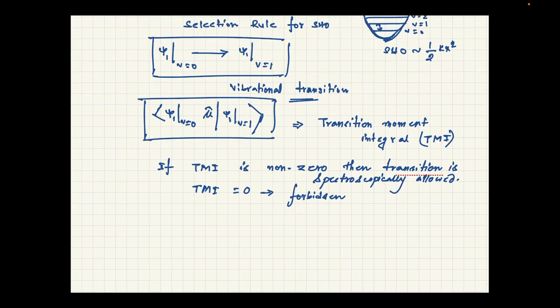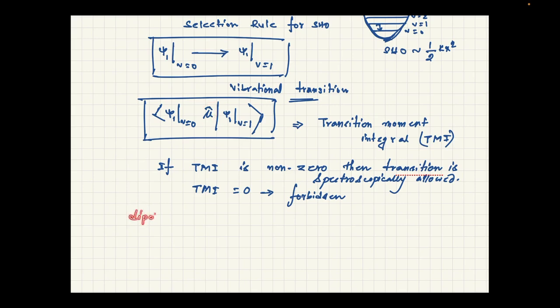Now, from the group theory perspective, what will this TMI be? I just told you, each normal mode or combination of normal modes can act as a basis for some irreducible representation. So this psi 1 at v equal to 0 can be represented by some irreducible representation, let's say gamma 1. And what is mu? Mu is the dipole moment.